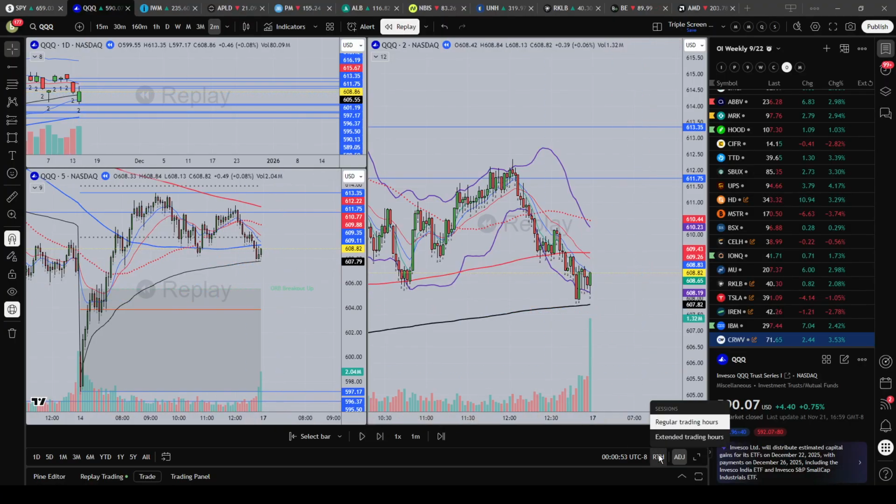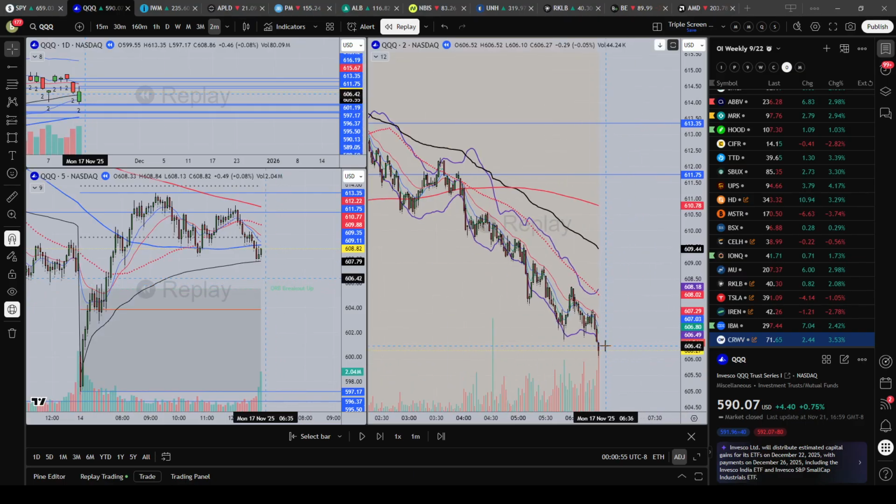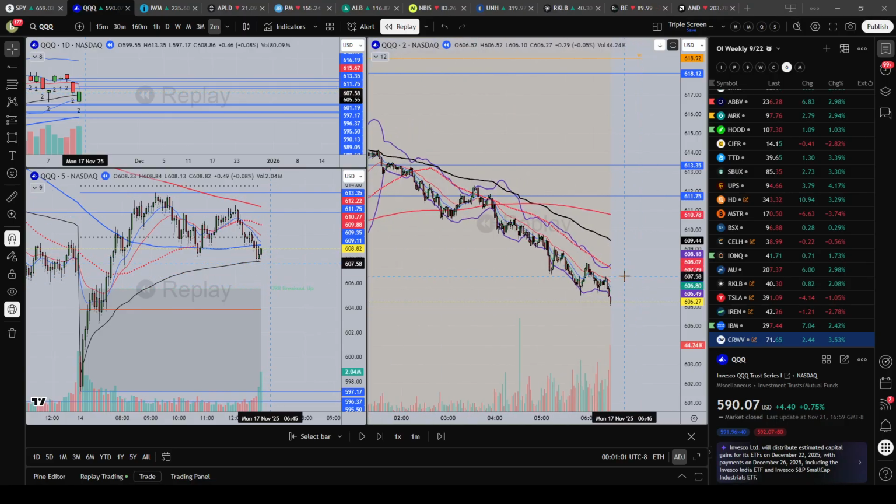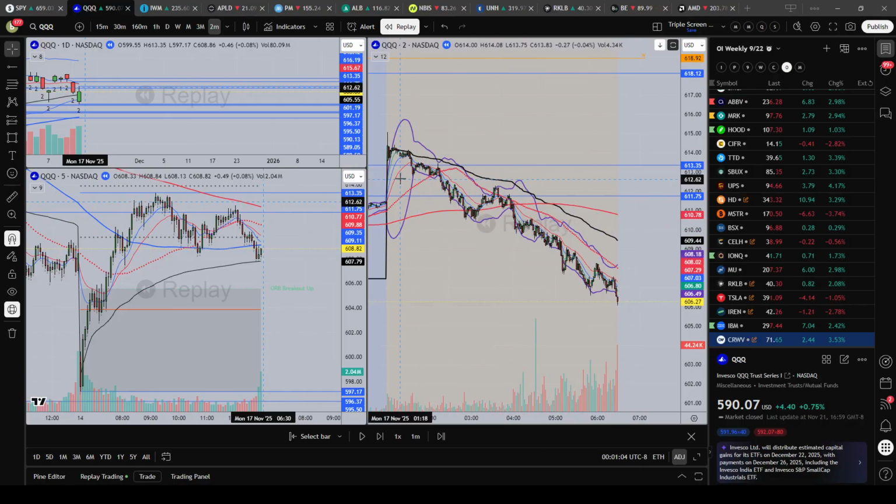Let me see if I can set this to extended hours. So you can see here, these are the extended hours from Friday, because I'm going to start on Friday. This can be a bit difficult to read the level, but you can generally see, maybe here, maybe here.